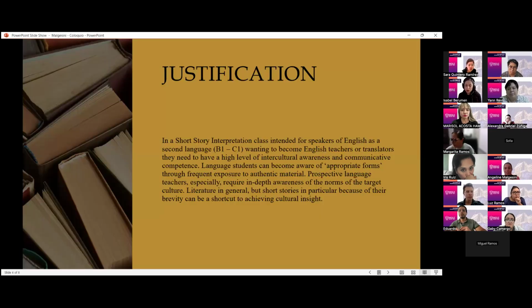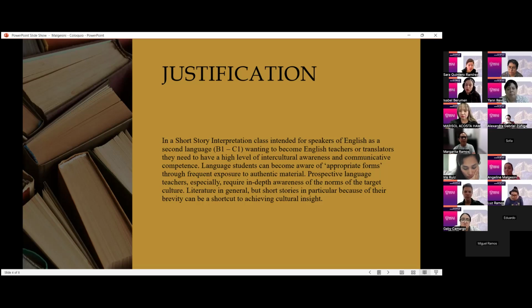My justification is that it is a content-based short story interpretation class intended for future English teachers and translators. Because of what they're going to be working on later in life, they need a high level of intercultural awareness and communicative competence. Language students can become aware of appropriate forms through frequent exposure to authentic material. We can see a lot more forms while reading short stories than what we usually teach in English classes.